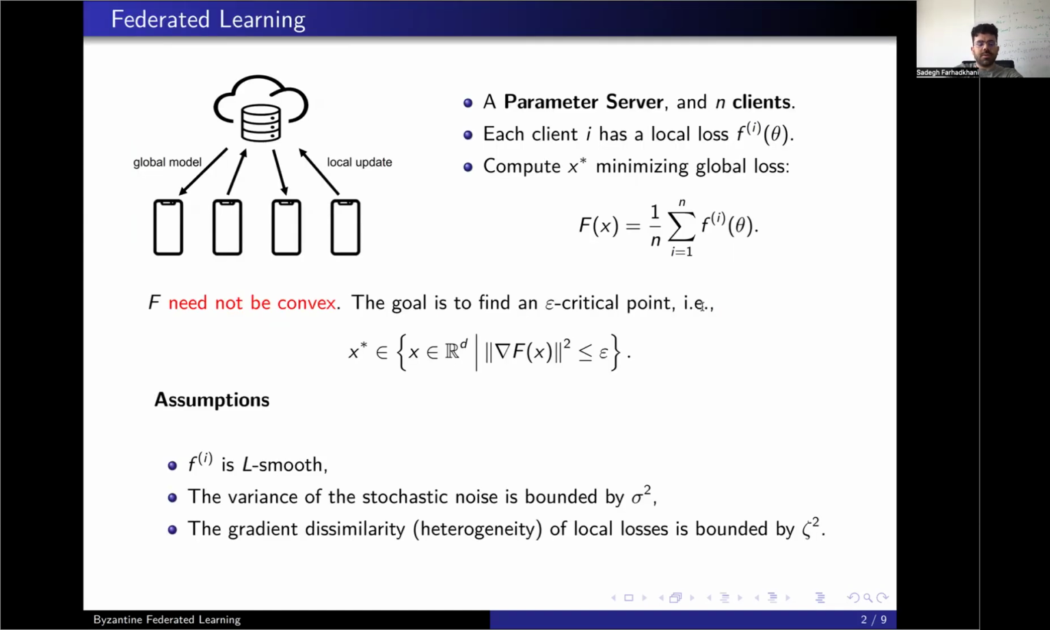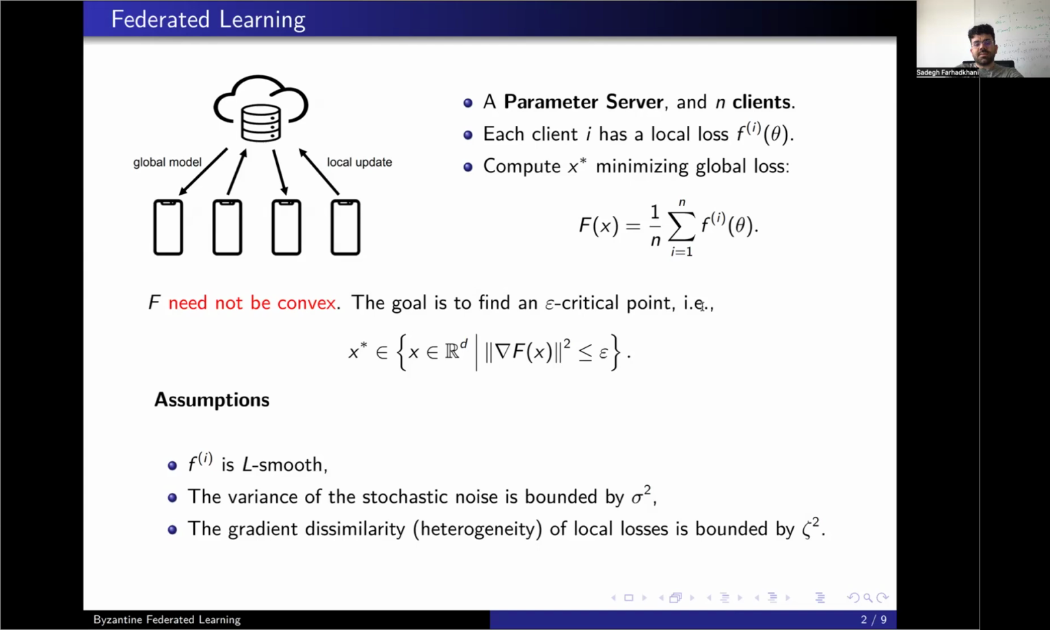So let's start with federated learning. Federated learning is a recent machine learning paradigm where the goal is to train a machine learning model based on the data available to several clients, but without actually asking the clients to share their data. So we have a parameter server and n clients, and n actually can be a very, very large number.